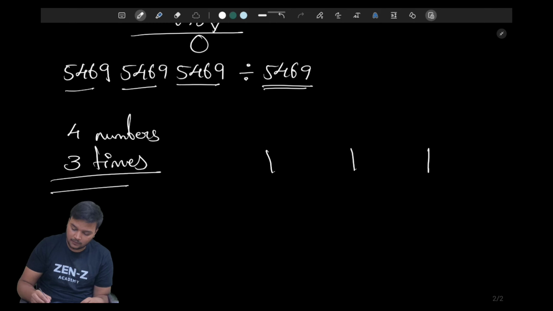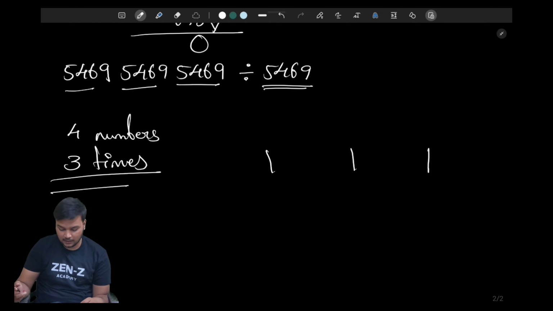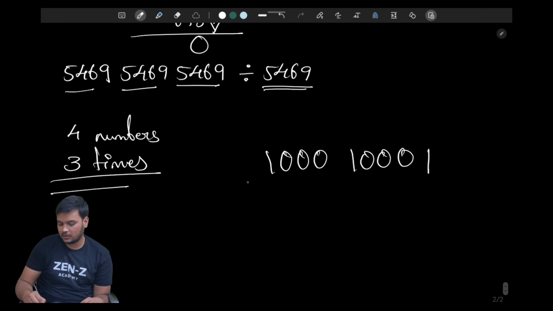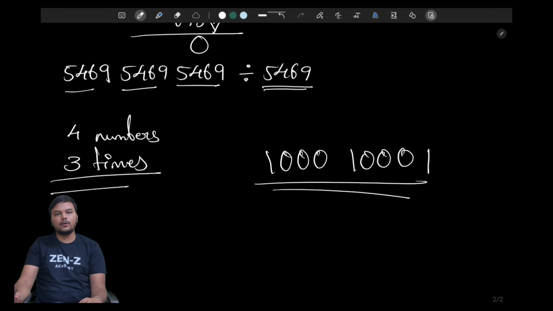Plus we see there are 4 numbers in there, so we are going to put 3 zeros in between: 1, 2, 3. So this is our answer. This is a very quick way and this can be solved in a minute.